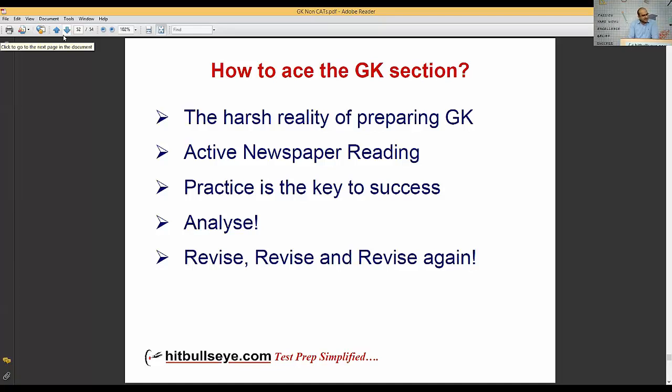IIFT again is slightly tough, Sachin, so 12 months. Sanchit, yes, I think Hitbullseye, static GK are pretty sufficient. Again, do a lot of questions. You'll have to supplement with the questions.